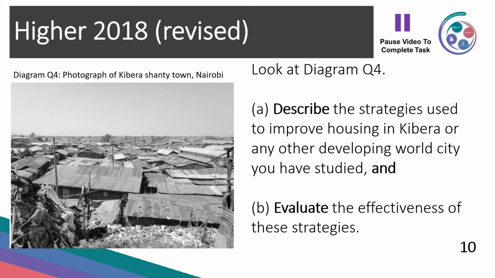So here we have a question from the 2018 higher paper. It's revised slightly because the mark instructions have changed since then, so we've upped it to 10 marks. It says describe the strategies used to improve housing in Kibera and evaluate the effectiveness of these strategies. Now, you could give an evaluation for each strategy, or you could give more than one evaluative comment on the strategies to gain your marks.